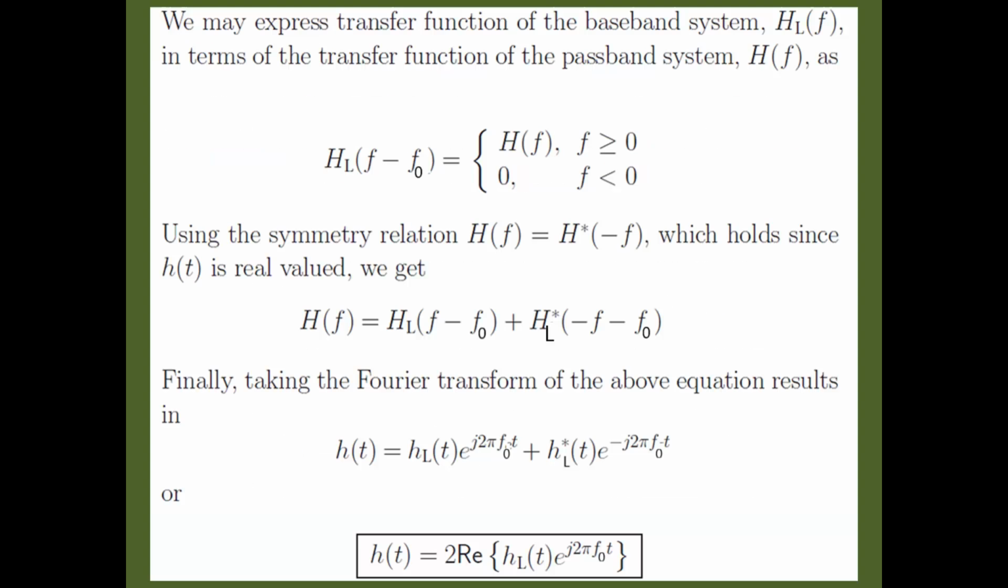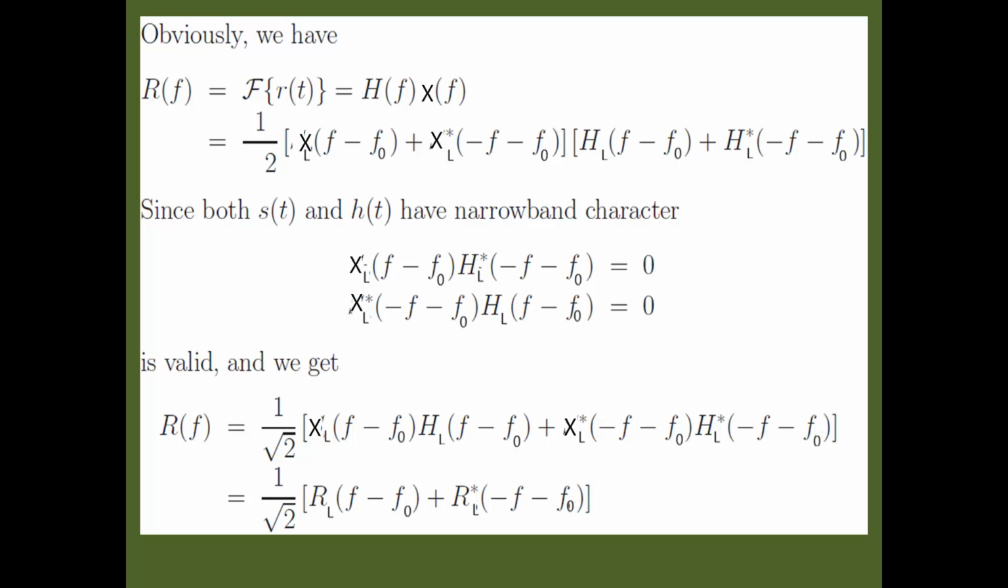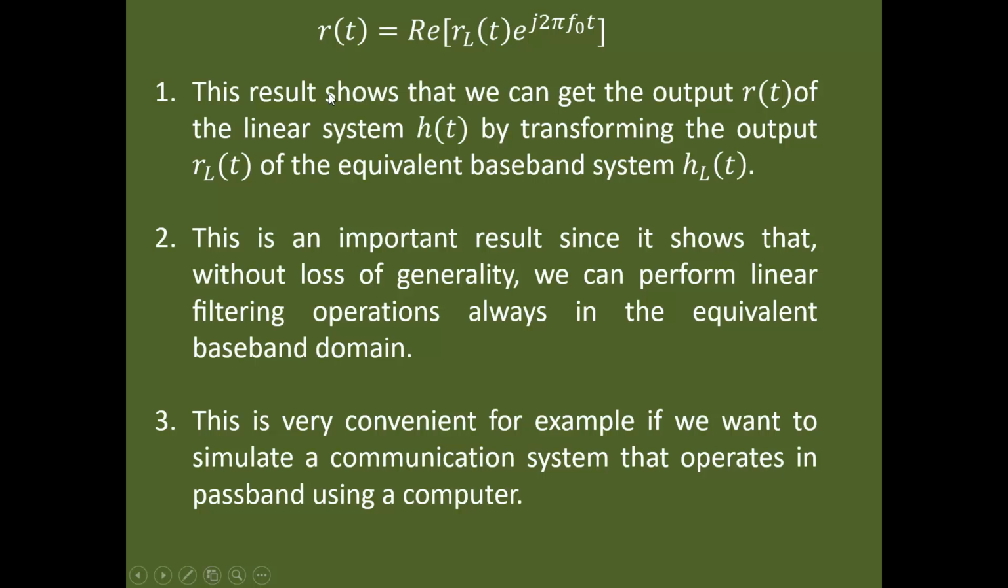Right. And now if we take the inverse Fourier transform of this equation for R(f), what we will get is R(t) equal to the real part of the baseband received signal multiplied by e to the power j2 pi f0 t. So this result shows that we can get the output R(t) of the linear system H(t) by transforming the output RL(t) of the equivalent baseband system HL(t). And we can do the reverse operation also.